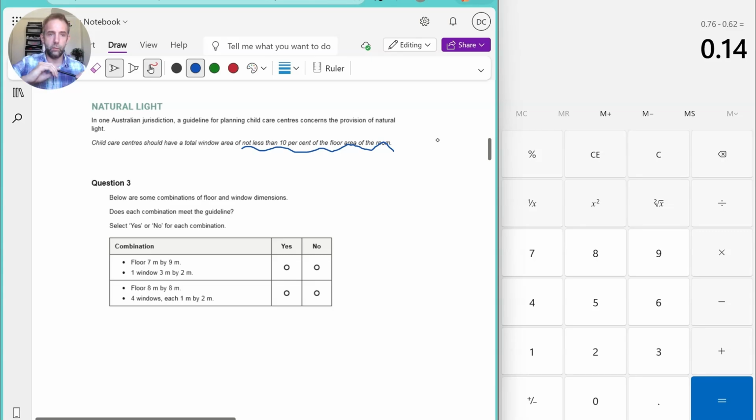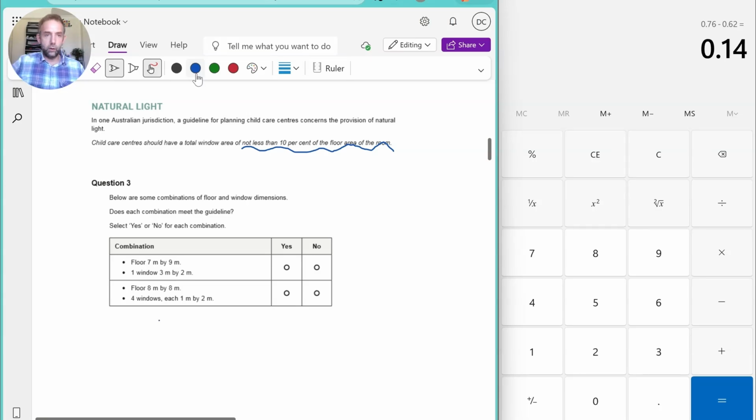So let's have a look at what we have. It says, below are some combinations of floor and window dimensions. Does each combination meet the guideline? We're going to assume rectangular windows here, as well as a floor plan. We are having to use some prior knowledge, I guess, or what is most standard. If things like that come up, just rely on your instinct. So yes, you can get some different shaped windows, but most of them you're going to see are in the form of a rectangle.